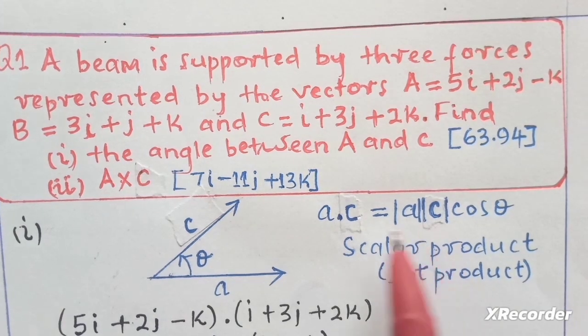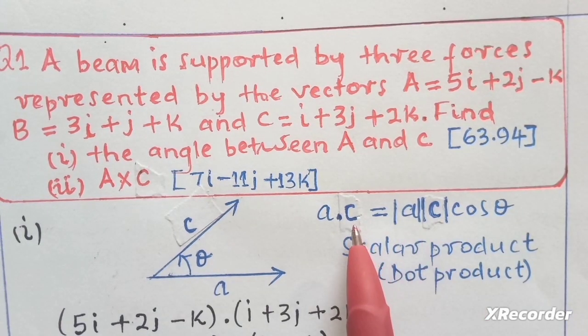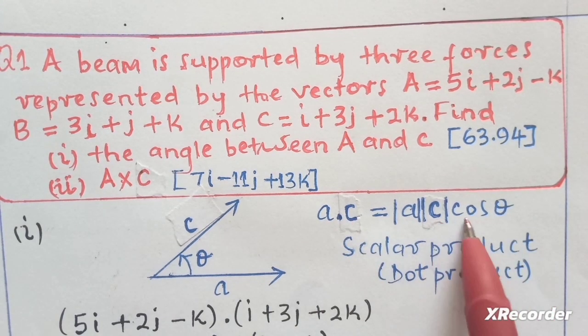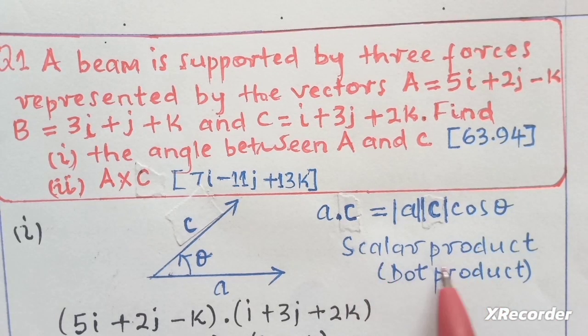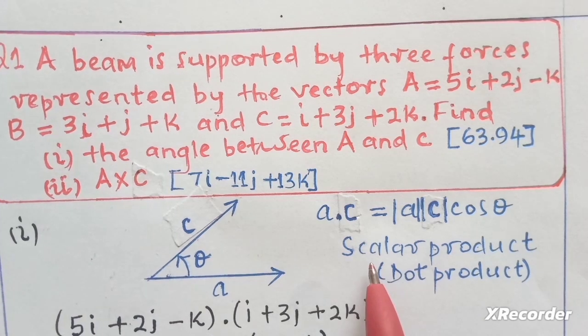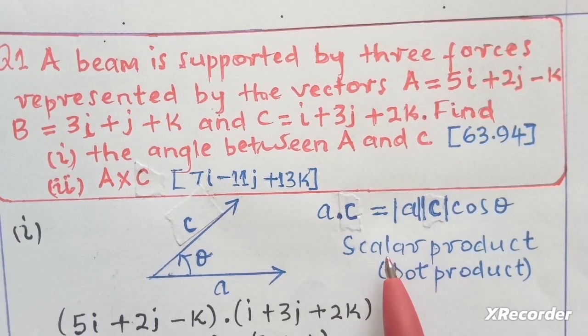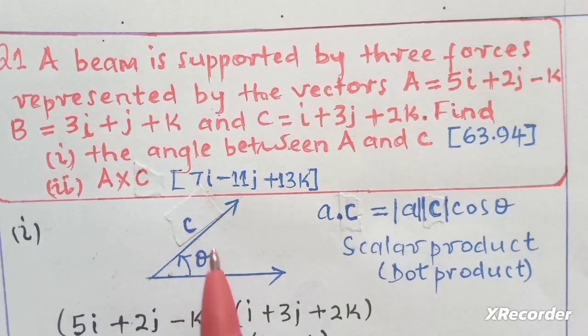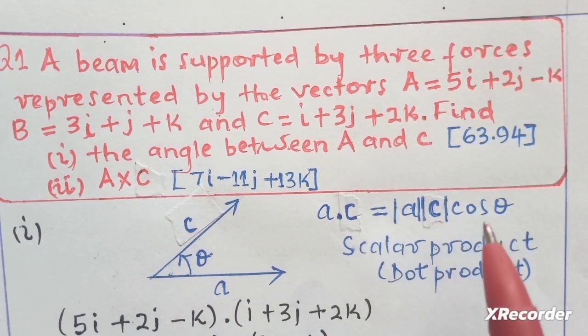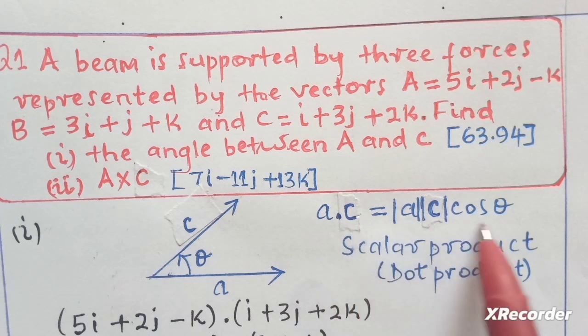And this one is brought about by having to resolve C in the direction of A. If you resolve C in the direction of A, we get C cos theta, and this is also called a scalar product, meaning that this one does not have direction. It has magnitude but does not have direction as such, and it's also called dot product. So for us to be able to get the angle between, you use this formula.